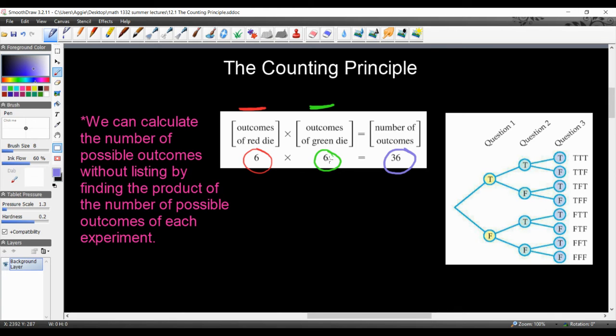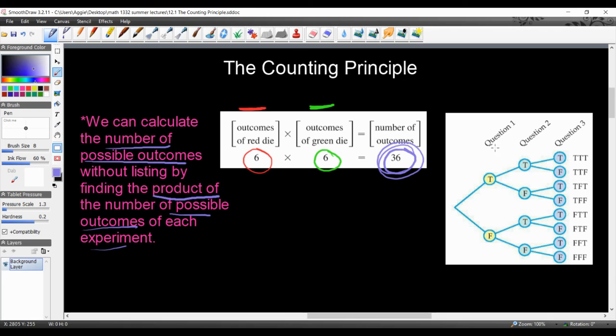So what the counting principle does, instead of making us do all that work, is it calculates the number of possible outcomes without listing. And by doing this, we find the product of those possible outcomes. So you say, well, for this instance, I can do this many times, and this one can happen this many times. If I multiply them, that gives me the total number of possible outcomes I have. Something like that.